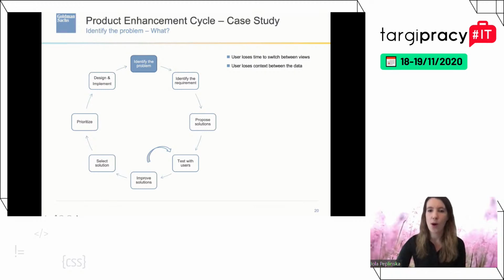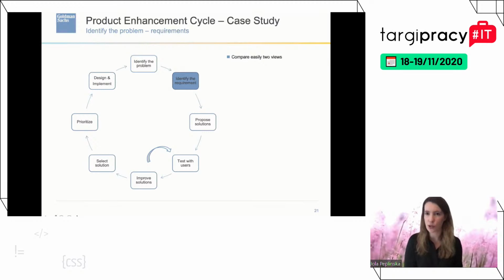So what are the requirements of this feature? What does the user want to do in this feature? So they want to compare easily 2 views, so 2 executions. They want to have an easy way to view the differences between the data. What's another requirement? To easily switch between the data. So switch between the different executions.